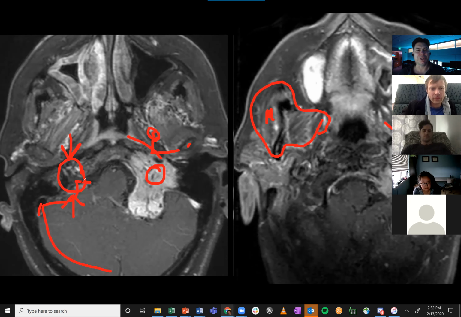The vein comes around here and then it goes in here. Oh, that's for jugular foramen? Jugular foramen, great. So we've got a lesion centered in the jugular foramen, okay? Yeah, and then has some flow voids. Has a lot of flow voids, that's exactly right. We have a lesion centered at the jugular foramen that has a lot of flow voids.